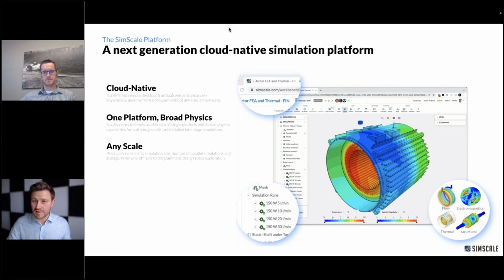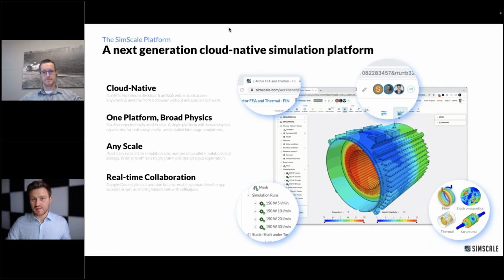Also, because SimScale is in the cloud, it operates at any scale. This means that you can run as many simulations as you like in parallel, and you can scale it within your organization. So today, maybe I just want to run a simple FEA analysis in the morning, but in the afternoon, I want to run 1,000 CFD simulations in parallel. I've got that capability at my fingertips. I can just do it straight away. I don't need to switch on any special HPC license or anything like that.